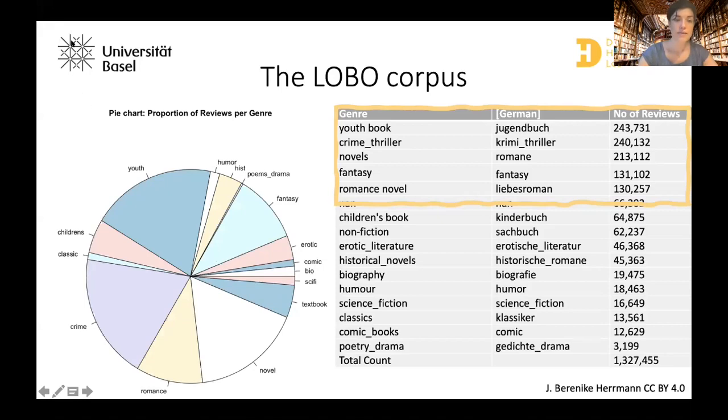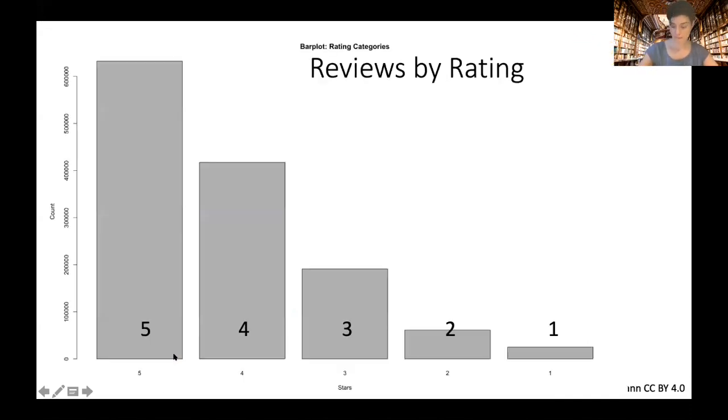The pie chart really tells you the story again in a bit of a different way: youth literature, crime novels, general category novels, fantasy novels, and romance novels. You can see a skewness here in the data. So these are all the reviews shown by the star category, so 5 stars, 4 stars, and so on.